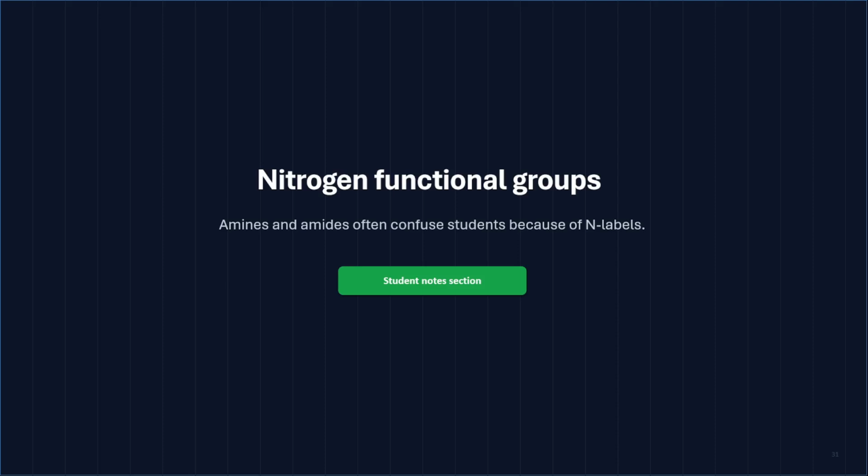Next, we move to nitrogen-containing functional groups. The 2 main ones in this deck are amines and amides. Students often confuse these because nitrogen can be part of the main functional group, or it can carry substituents that need special labels. The most important thing to watch for is whether a substituent is attached to carbon or directly to nitrogen.